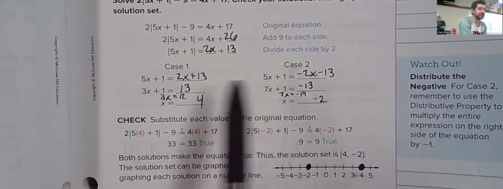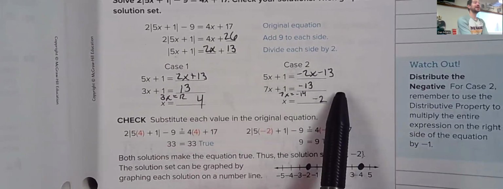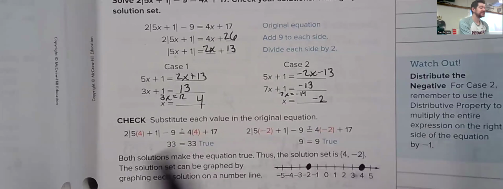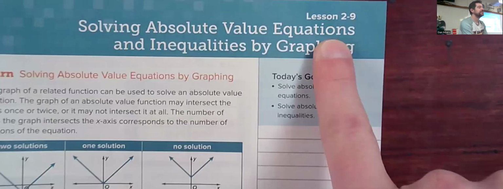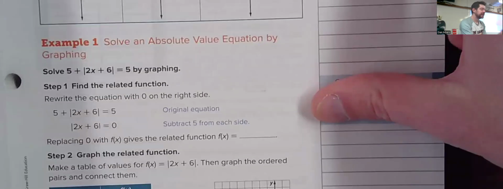This is also going to be good review for your test next week, because your test will be next Wednesday. Because lesson 2.9, by the way, is the last lesson of the unit. This is the last one. So we're going to start our review on Monday.